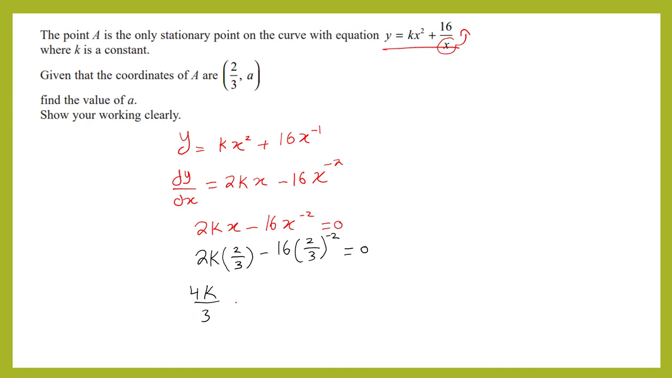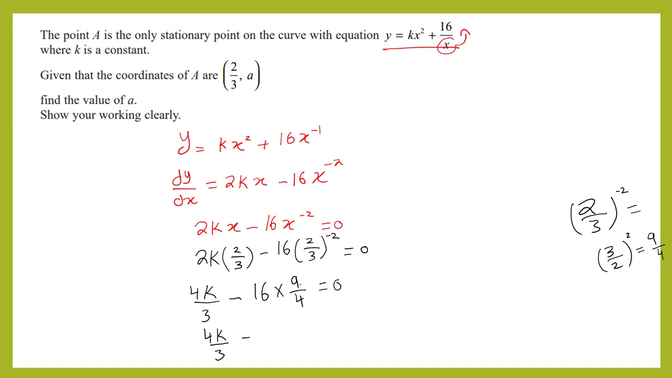So this one will be 4k out of 3 minus, if you do 2 over 3 all power negative 2, it will be equivalent to 3 out of 2 all squared, because we flip these two and the power changes, so it will be 9 out of 4. So it will be 16 multiplied by 9 out of 4, all equals 0. So now it's still 4k out of 3 minus 16 multiplied by 9 out of 4. So you can simplify here. Divide by 4 is 1, divide by 4 is 4. So 4 by 9 is 36. Now you have an equation in k, so you can find it simply.